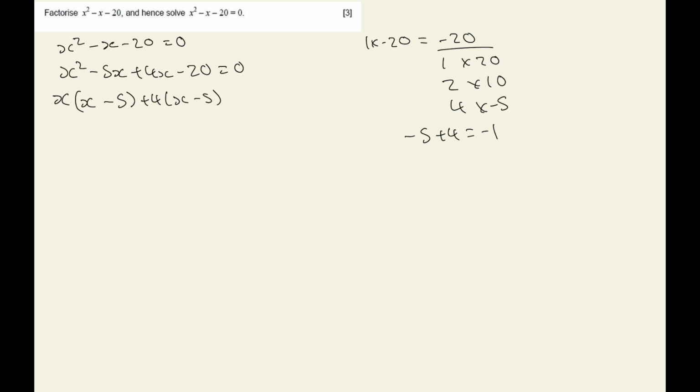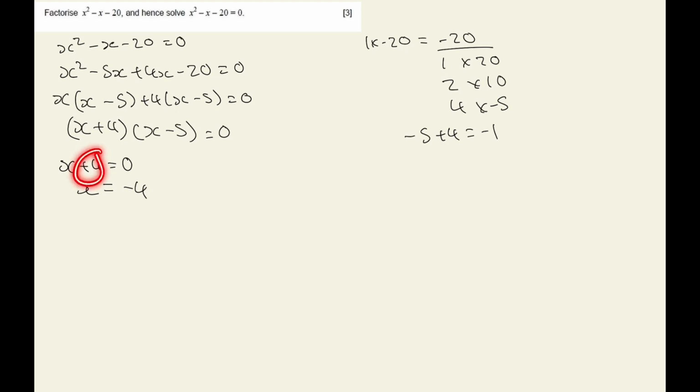So notice that these two brackets will always repeat. So that's one bracket, and the second bracket is here. So writing this out, we get x plus 4 and x minus 5, which is equal to 0. So to solve these, we're going to take each bracket separately. So we know that x plus 4 is equal to 0. So x is equal to minus 4, because we need to take the 4 over to the other side.